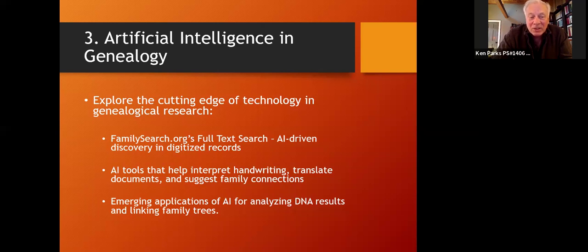We'll take a look first at FamilySearch's full text search, which we have talked about again in other meetings, but we'll take a little more in-depth look at it here. And then we'll look at some of the other ways and the other aspects of AI that can help us in genealogy.